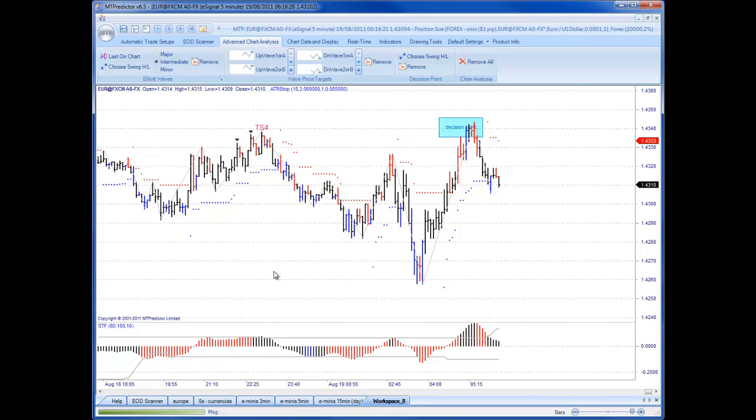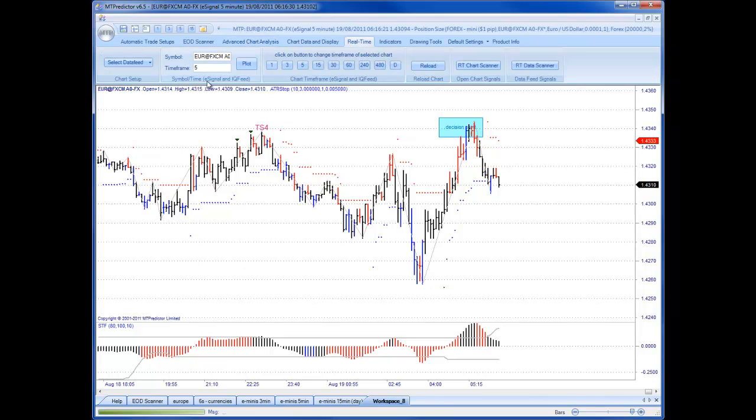So a good example of using MTPredictor on a Forex chart, in this particular example a 5-minute chart of the euro against the US dollar using FXCM data on eSignal.